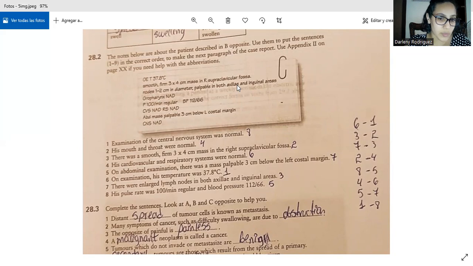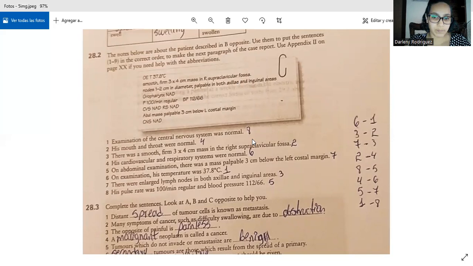His pulse rate was 100 per minute, regular, and blood pressure was 112 over 66. His cardiovascular and respiratory systems were normal. On abdominal examination, there was a mass palpable 3 centimeters below the left costal margin. Examination of the central nervous system was normal.